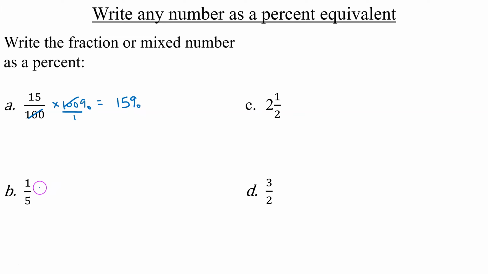Let's try 1/5. Multiply by 100. We could break down the 100 into 5 times 20. Let's keep the percentage sign there. The 5's go away. We have 1 times 20 divided by 1. That's 20%.